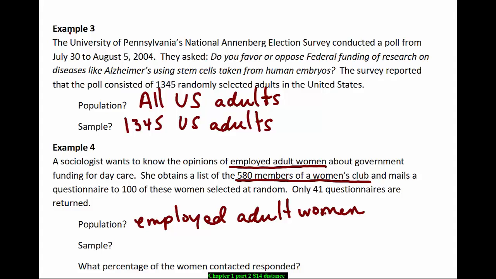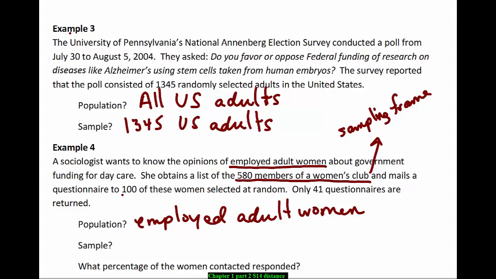So obviously this researcher couldn't get a list of all employed adult women to take a sample from, so she got the next best thing. She got a list of the 580 members of a women's club. We're going to call that, in a later chapter, a sampling frame. Sort of the next best thing to a population when we can't obtain a list of the whole population to get a sample from. So now we have to pick out the sample. The sample is the smaller group chosen from the population that we actually get data from.